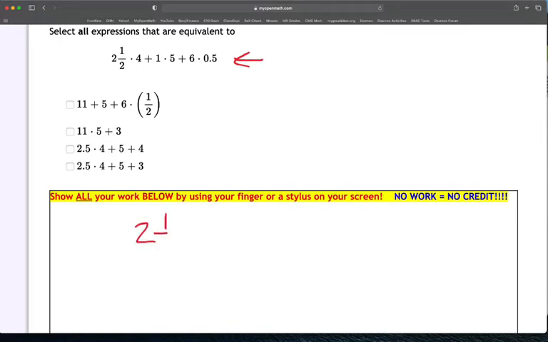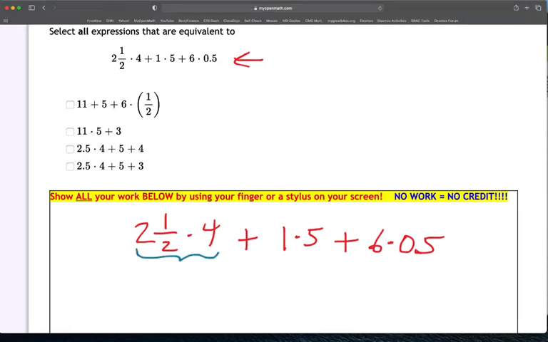So we have 2.5 times 4 plus 1 times 5 plus 6 times 0.5. As you can see in this particular problem, all we have is multiplication and addition. And the order of operations, which we can think of as the rules of math, state that we always multiply before we add. So that means we have to do this part and this part and this part first.